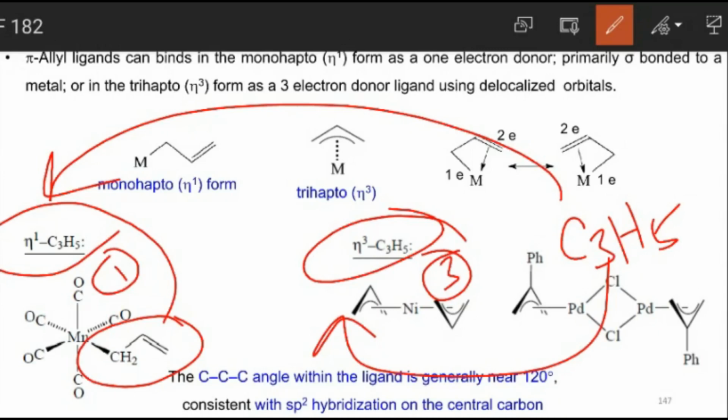So C3H5 is one example where it is able to adopt two different modes of coordination, either hapticity 1 or hapticity 3. In both cases it is terminal. It is not bridging or anything like that.